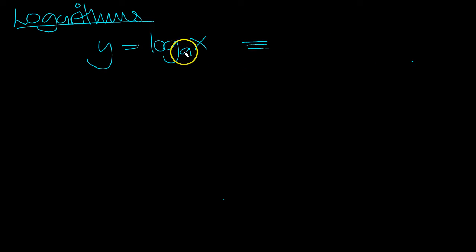So to unwrap a log, basically all you do is this a comes down and hits the y in the air. So you end up with x equals a to the y. So you can go from this to that and vice versa. So they're equivalent to one another. So let's just review that again.